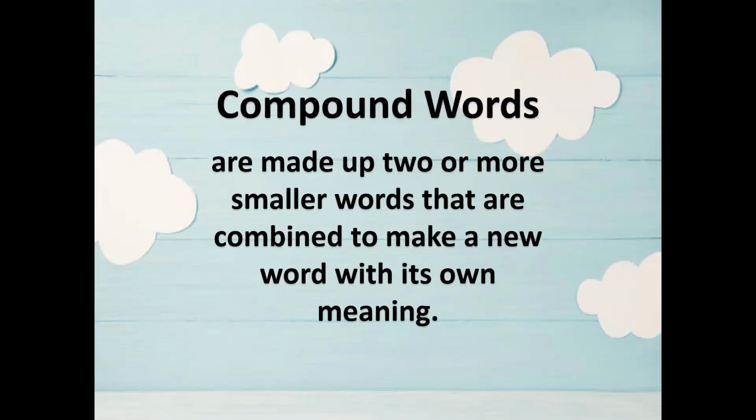Okay, let's see what is a compound word. First of all, we need to focus on a compound word. We're going to find a compound word. For example, hot dog. Okay, this is a compound word, but what is a compound word? Remember, they are made of two or more smaller words that are combined to make a new word with its own meaning. Okay, let's see the examples.